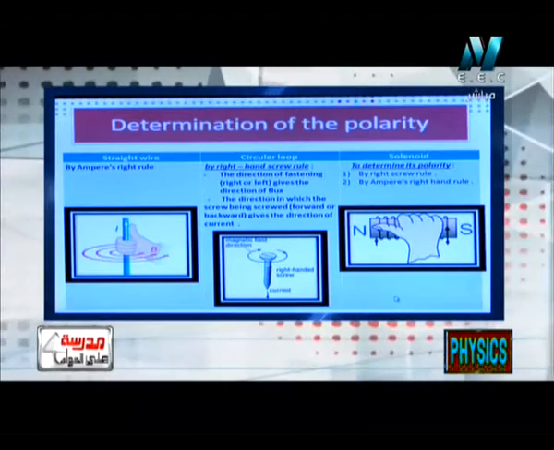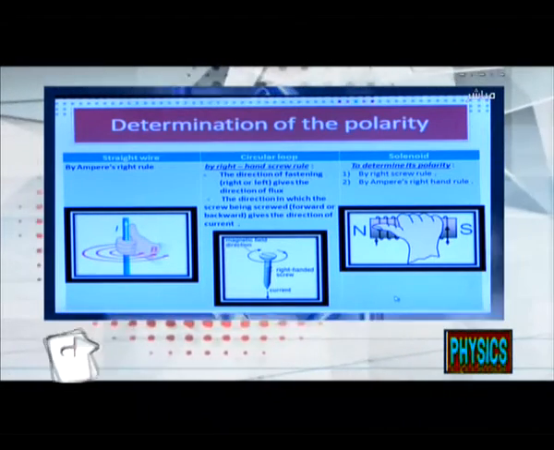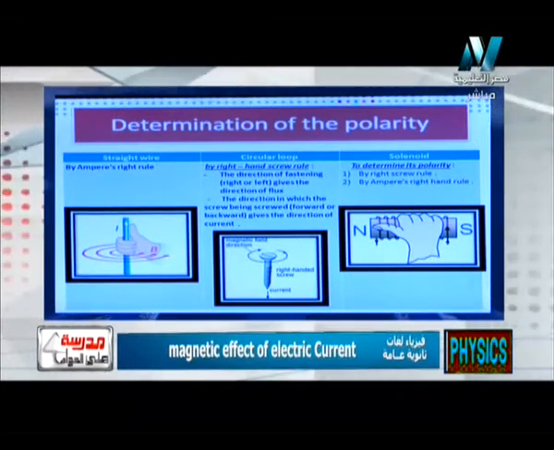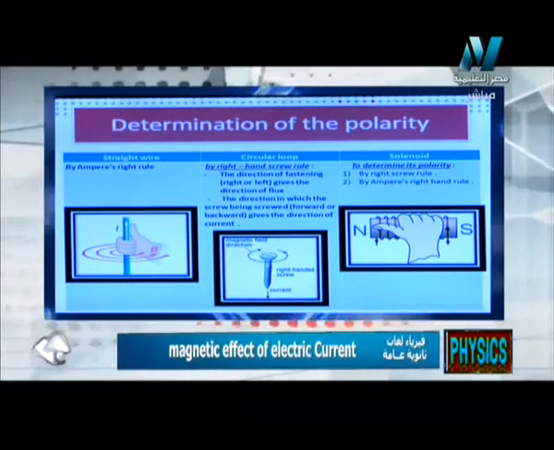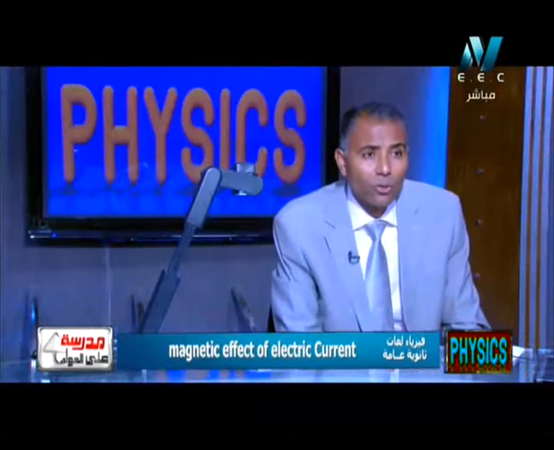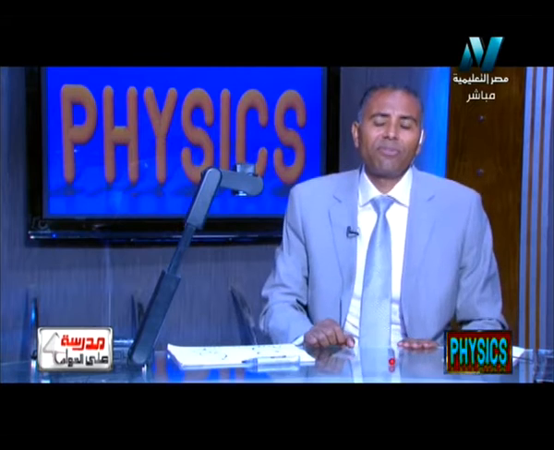Our next item, the third, is the determination of the polarity. It is a most famous question in our exams in Egypt. You will face this question exactly in your exam. What is the item of the question? Sure, you will face an item which says: mention the use for each of the following.